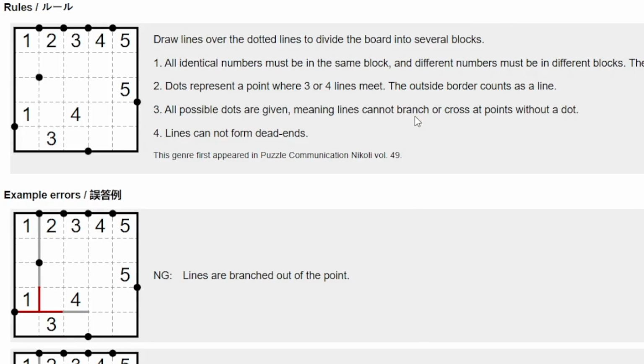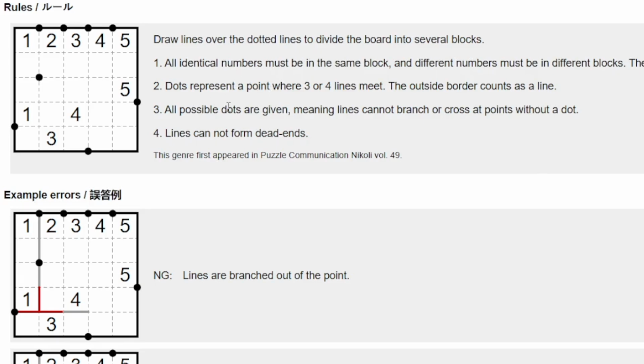Okay, so let us draw lines over the dotted lines to divide the board into several blocks. All identical numbers must be in the same block, and different numbers must be in different blocks. So it is a segregation puzzle, but the good kind of segregation, I guess. There can be no blocks without numbers. Dots represent points where 3 or 4 lines meet. An outside border counts as a line.